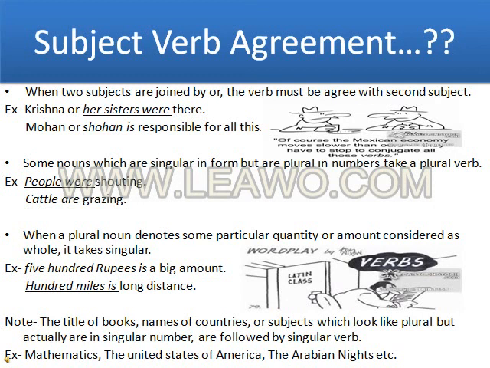Next, 100 miles is a long distance. 100 miles indicates one distance, one complete, whole distance, and that's why the verb used here is also singular.